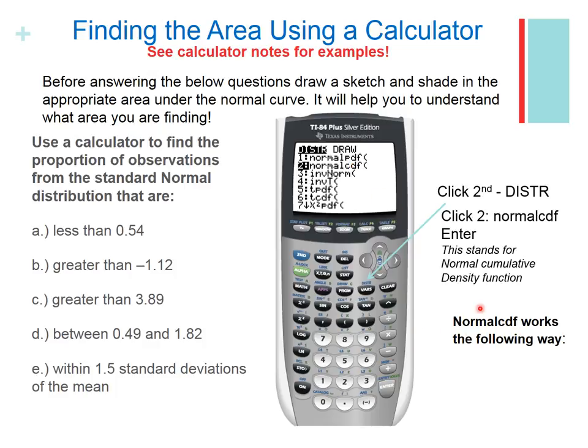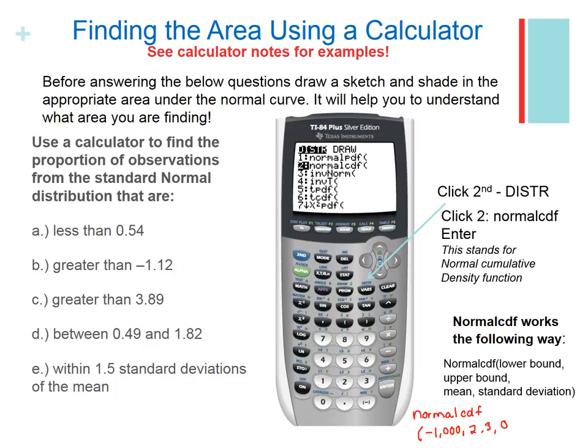So how does normalcdf work? Once you press enter on your calculator, it's going to come up and it'll say normalcdf. Okay. It wants your lower bound, your upper bound, your mean, and your standard deviation. Well, what does that mean? Okay, so normalcdf, if I typed in the lower bound of negative 1,000, an upper bound of 2.3, our mean is 0 because we're talking about the standard normal curve that was right here, and the standard deviation of 1. Okay, so remember with the standard normal curve, it's always approximately normal with a mean of 0, standard deviation of 1.